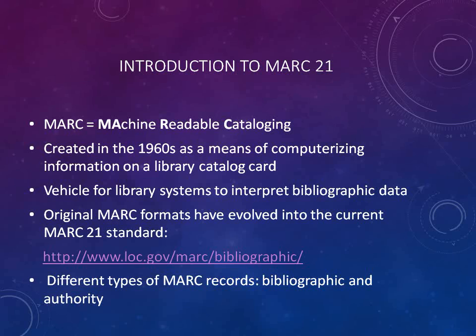In its early days, there were many flavors of MARC, US MARC, UK MARC, etc. But these formats evolved over time into the International MARC 21 standard. The link here takes you to the Library of Congress website, which lists out all of the details of that MARC 21 format. Now, there are different kinds of MARC records, bibliographic and authority. What librarians will want from you is the bibliographic MARC record.